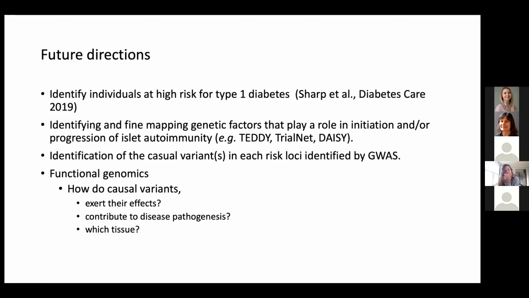Future directions are obviously narrowing down the causal variants in each region, identifying these causal variants, in which tissue they function, in which genes they regulate, and at which developmental stage it's important. And there's a lot of effort now in collecting functional data to tease apart and understand the biology underlying the autoimmune process in type 1 diabetes.